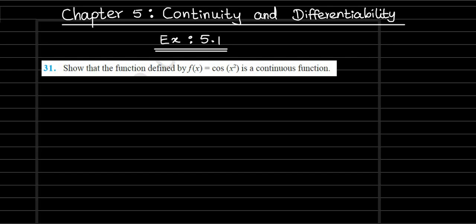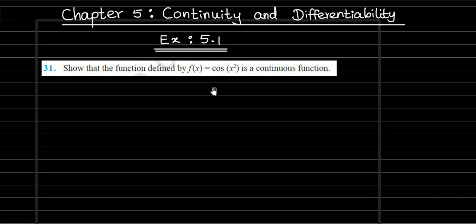Show that the function defined by f of x equal to cos of x square is a continuous function. So they're asking us to prove that the given f of x is a continuous function. Here no particular point is given, so we have to prove that the function is continuous throughout the real line.